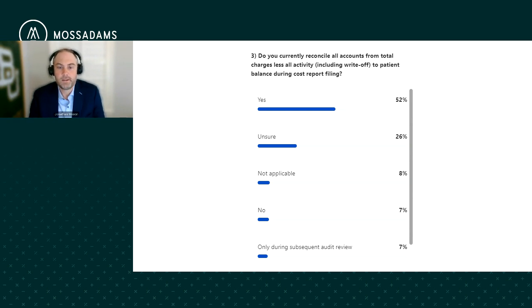So for the answers, do you currently reconcile? I think 52%, yes. Those are probably the ones that are very experienced with the S10 audits, and that's something that really comes up. There's still a number of you that may not do that to that level, but it's becoming more and more important to do these reconciles down to the individual account.